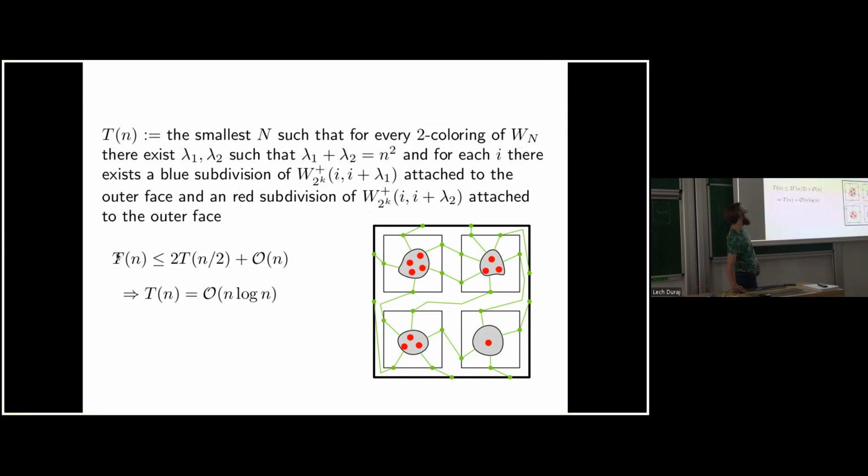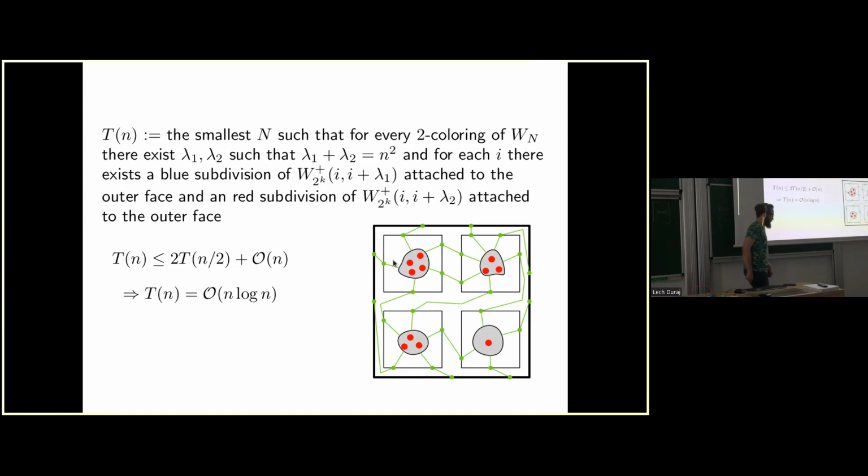And now I claim that this value T of n satisfies this recursion. We have T of n is at most 2 times T of n over 2 plus O of n, which, as we well know, means that T of n is O of n log n. The proof of this is just we need to look at this recursive procedure. Whenever we call some subwall with our procedure, what is returned is some values lambda1 and lambda2, such that we can obtain a red subdivision of size lambda1 and a blue subdivision of size lambda2, where the subdivision is of a graph of this form, W plus.